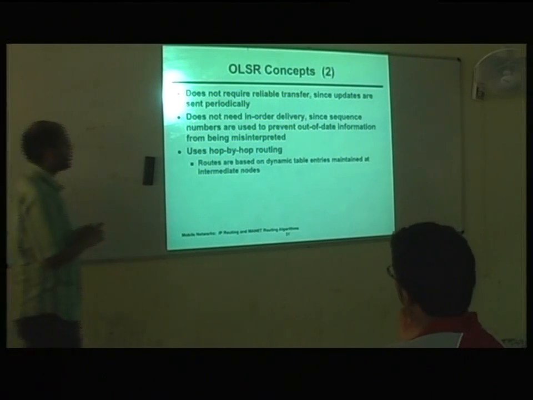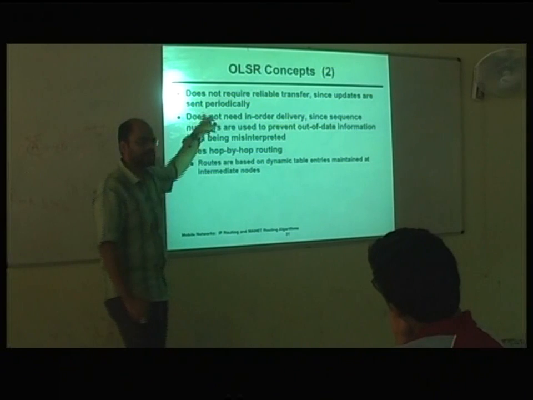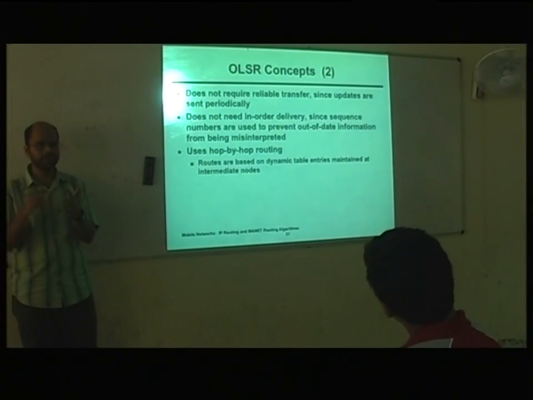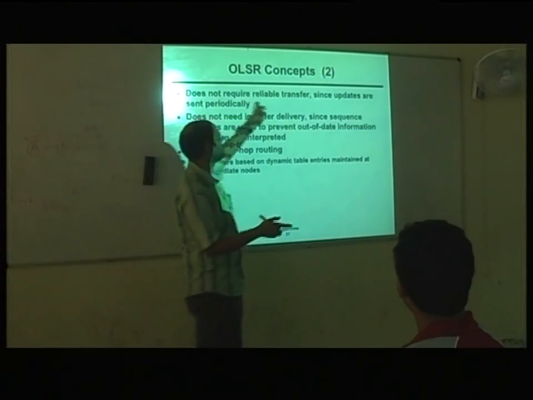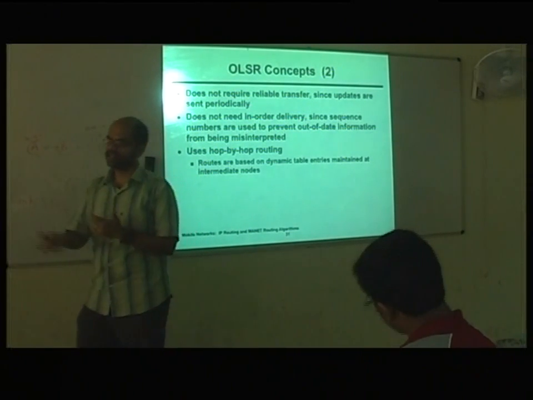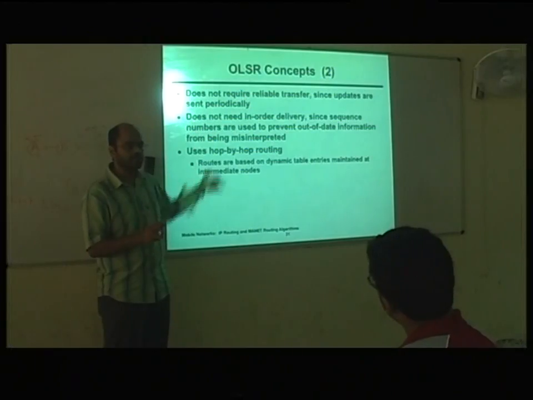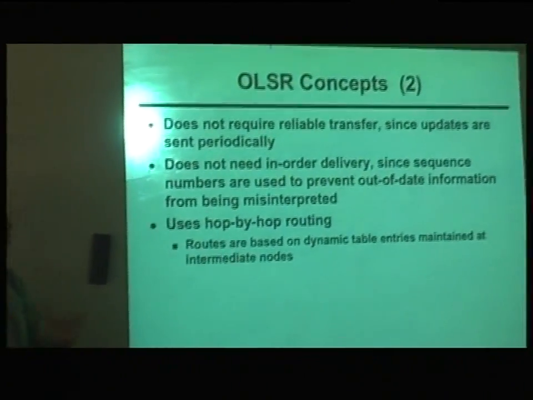Okay. Now we'll see how it is done. It does not require reliable transfer. That means even if one packet is dropped, the algorithm can handle that case and still recover from that. The simplest solution for this is either you use ACK and timeouts, or just send continuously, periodically. So out of 100, even if 30 are dropped, 70 reach the destination.